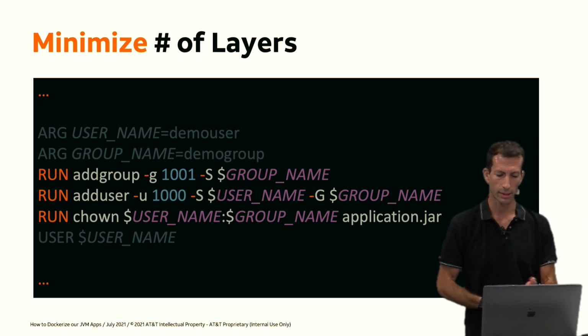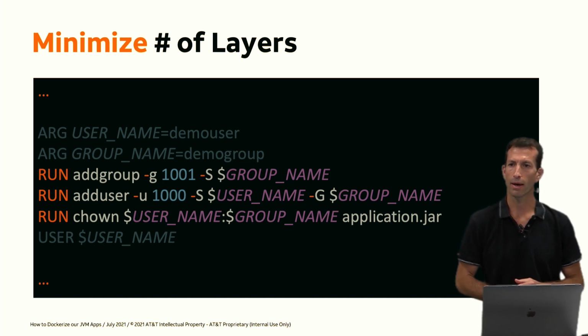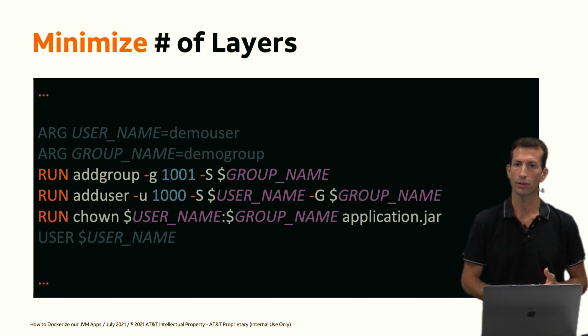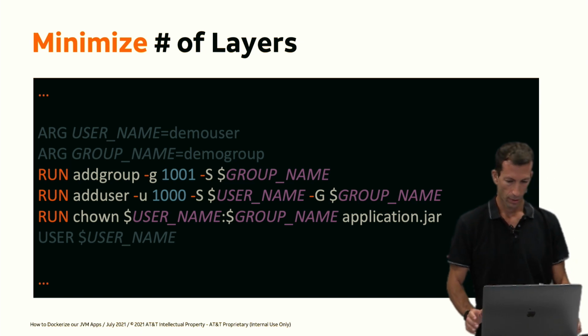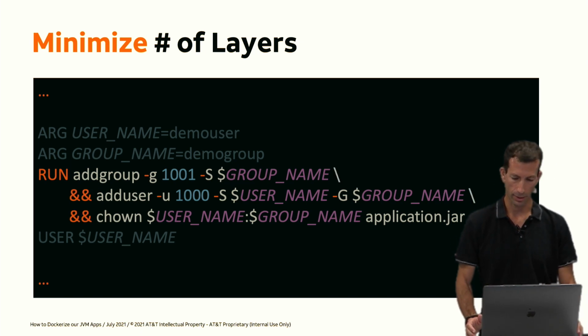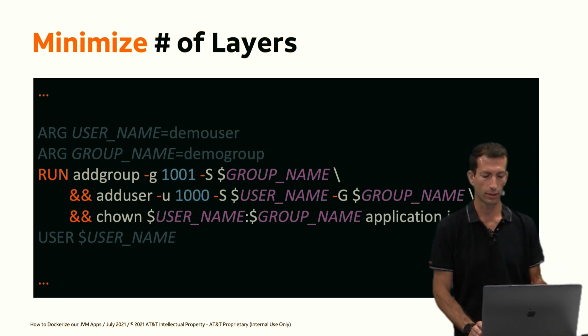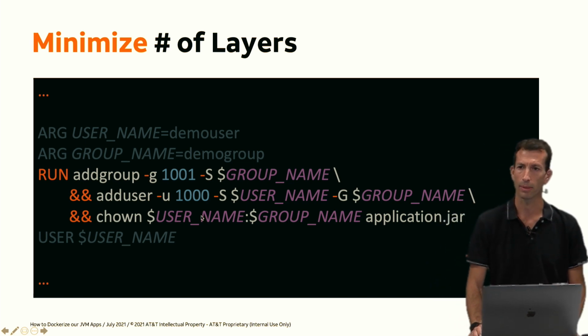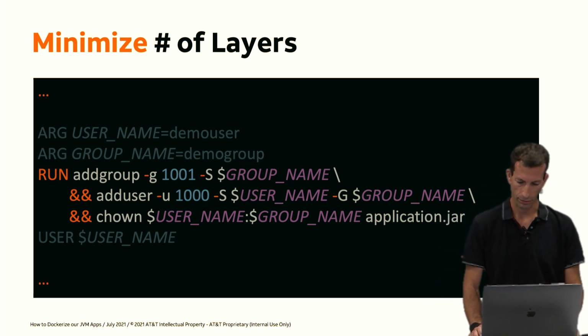But let's take a look at this example here. So we have three RUN instructions: the first one adds the group, then we add the user, then we change the owner of application.jar. We can very easily combine them into one instruction, just like you do in Bash or in other shells. We just use the ampersand and then concatenate these commands. Simple and effective. This decreases the image size.